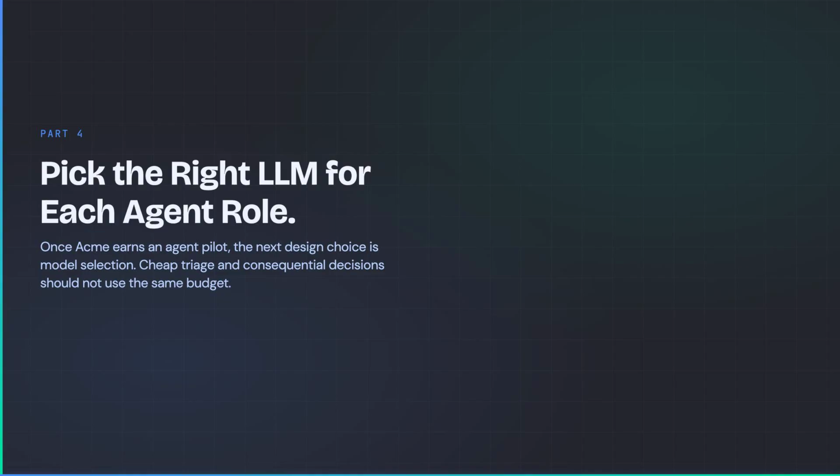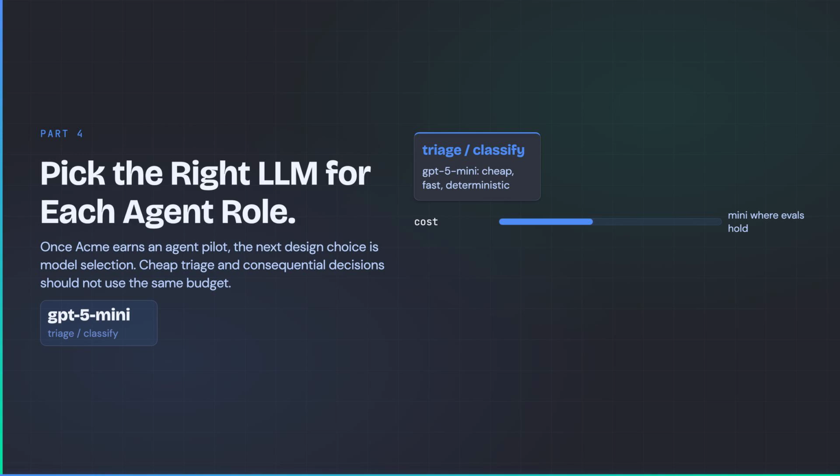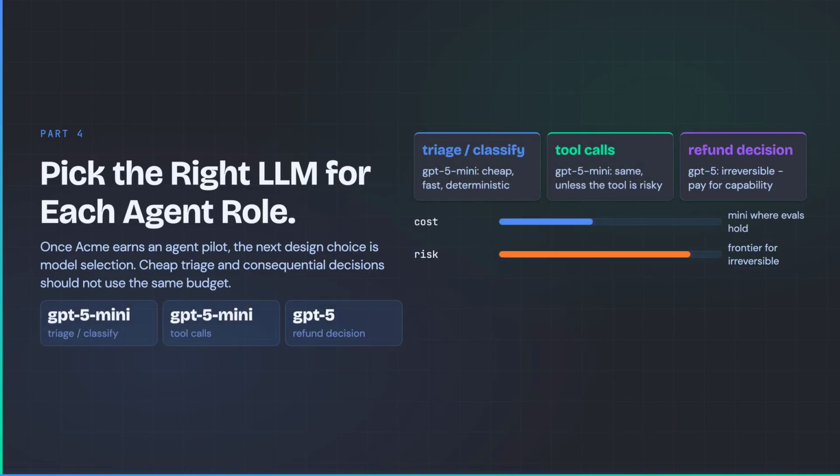Not every agent role deserves the same model. For triage and classification, the source points to GPT-5 Mini. The job is cheap, fast, and deterministic enough to measure. For tool calls, the source also starts with GPT-5 Mini unless the tool itself is risky. For refund decisions, the source uses GPT-5. The decision is irreversible, so capability is worth the cost.